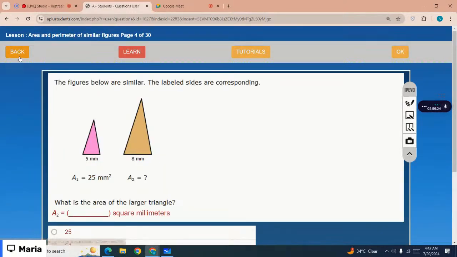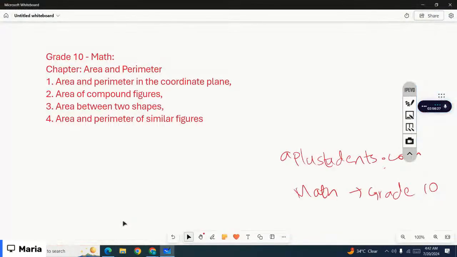So we were working on grade 10 math. The chapter we were working on is area and perimeter. The lessons we have covered today are area and perimeter in the coordinate plane, area of compound figures, area between two shapes, and area and perimeter of similar figures. So please make sure before the next session you complete all the practice questions for the lessons we just did. That is your homework until the next session, right?